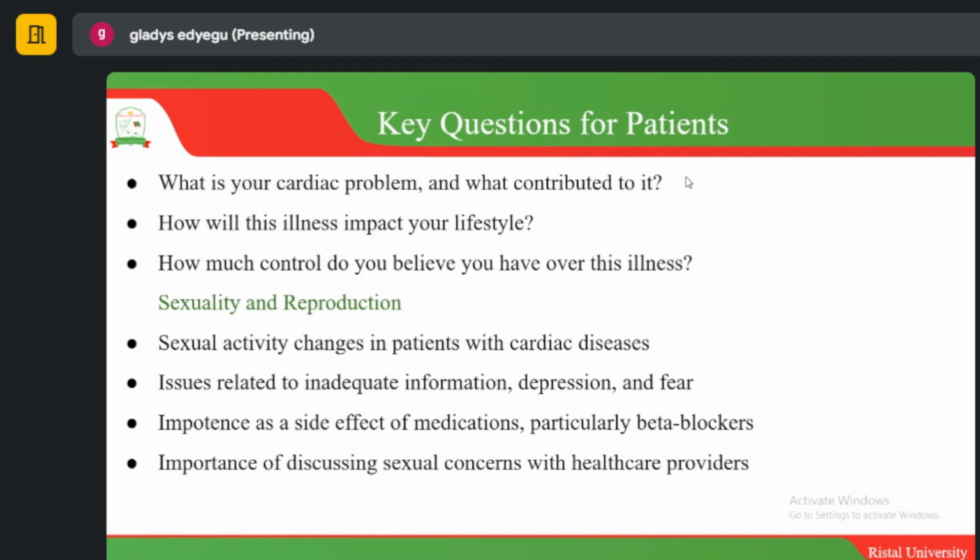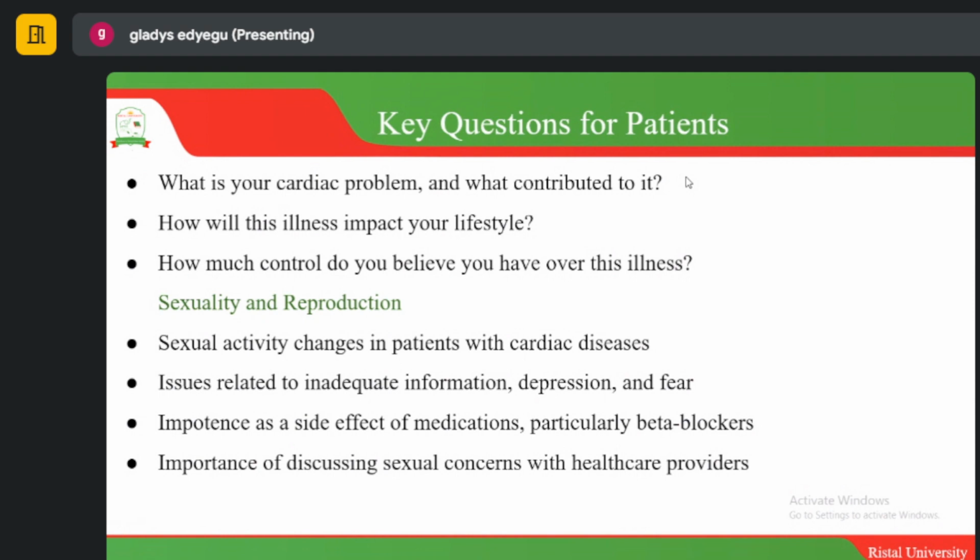Then issues related to inadequate information, depression and fear. So some of them can have depression, some of them can be fearing to have those kind of things, and they end up actually not even reproducing. If they were supposed to have more children, they may end up remaining with the ones that they have. If they had not produced, they may end up not having, because some of these conditions will deprive them from these activities, and there's no way you can have a child without a sexual activity.